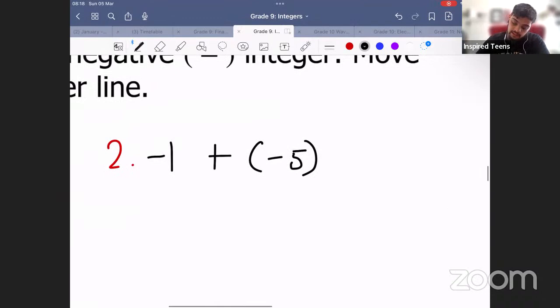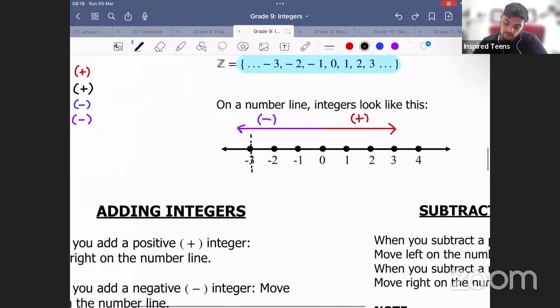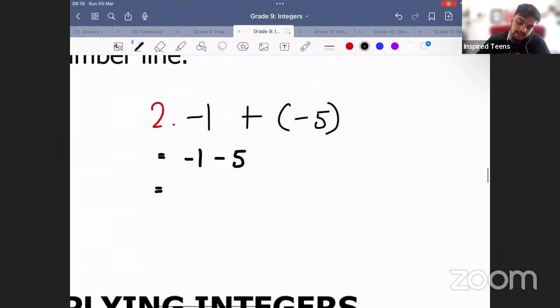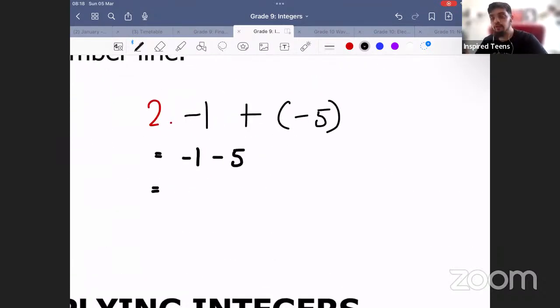So in this case, I can simplify this to -1 minus 5 technically, because a plus and a minus. So now, minus is moving left on the number line. If I look at my number line here, I'd move 1, 2, 3, 4, 5. In this case, -1 minus 5, you're moving left on the number line. That's going to give us -6.